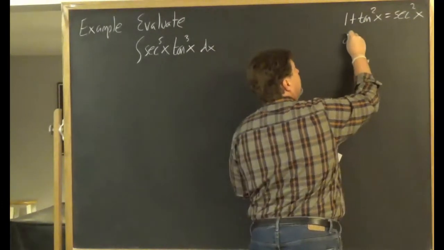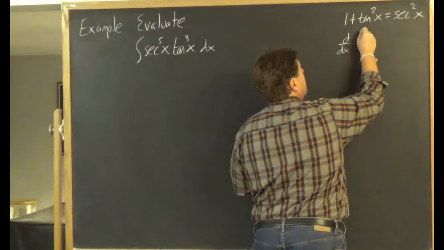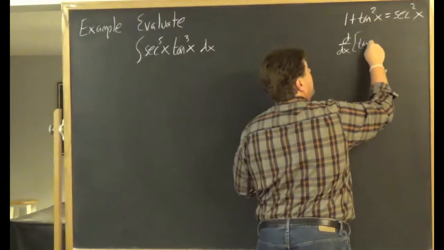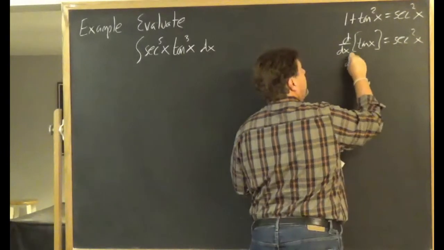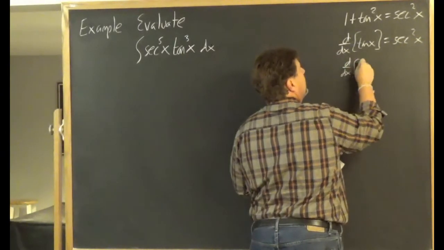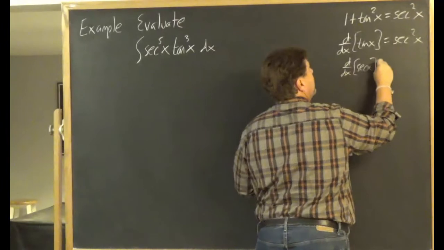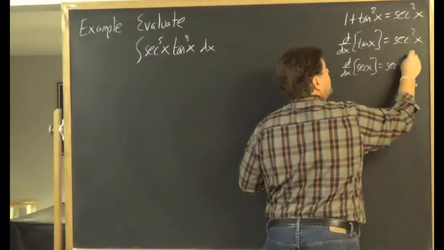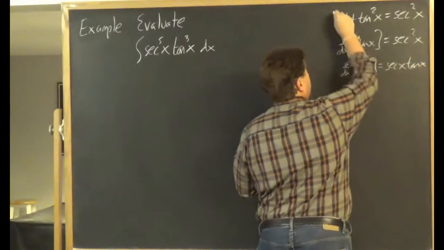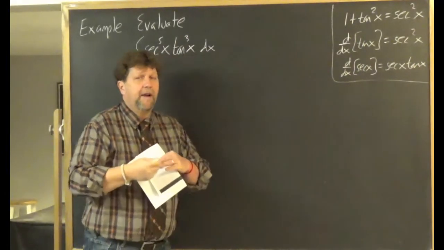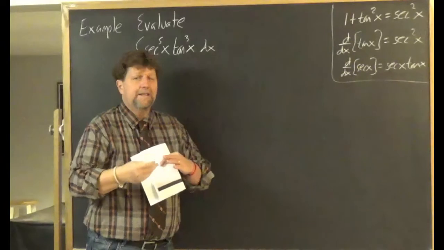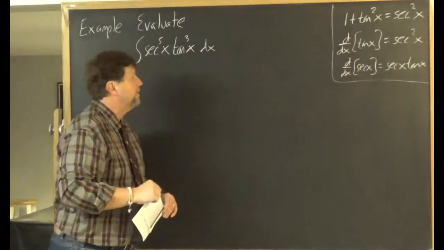I know the derivative of tangent is secant squared, and I know the derivative of secant is secant x tangent x. So those might be some weapons that I'll find useful in doing a secant tangent type situation.